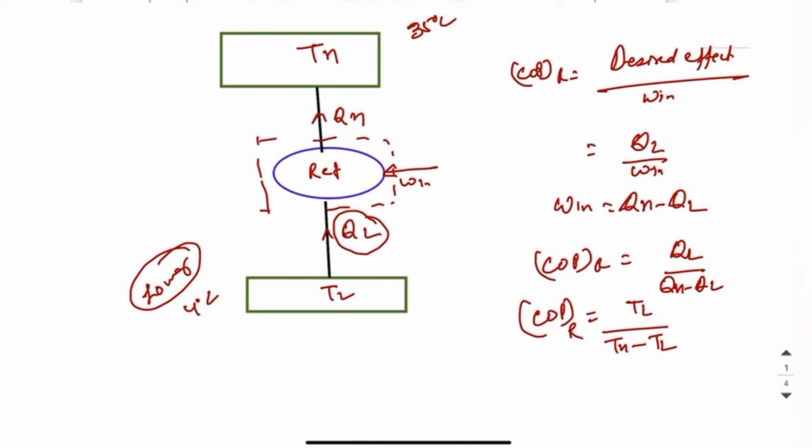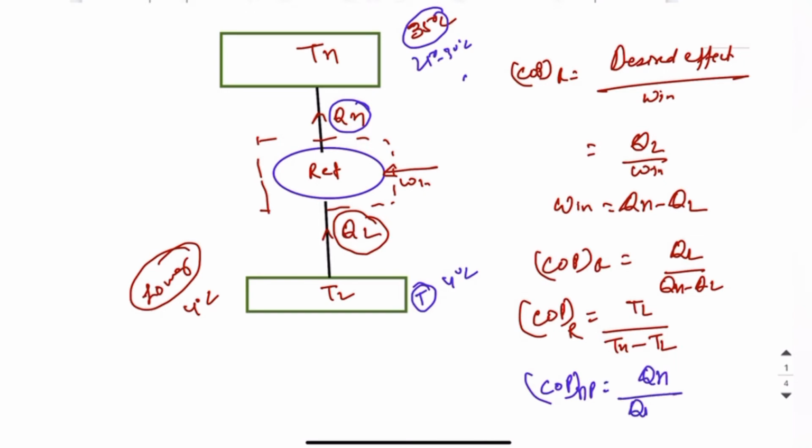Now if this refrigerator works as a heat pump, then this is the desired effect. A heat pump is a reverse AC which takes heat from the outside environment, which is at 4 degrees Celsius, and rejects heat to the room, which is generally maintained at 25 to 30 degrees Celsius. So COP of a heat pump is given by QH upon QH minus QL.